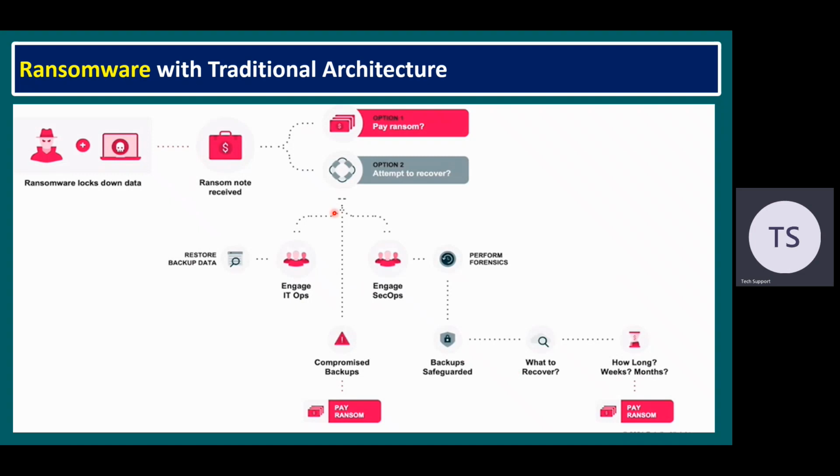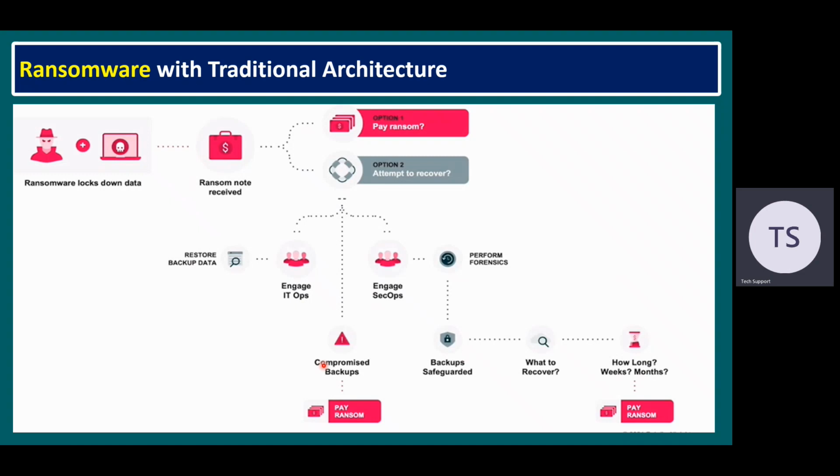Another scenario is within option two, when we attempt to recover the data. Suppose your traditional backup data is not immutable; it is mutable. That means it can be edited. And also there is no air gap. No air gap means the backups are definitely compromised. So in this scenario also we have to pay the ransom to the hackers. So these are the challenges in the traditional architecture.